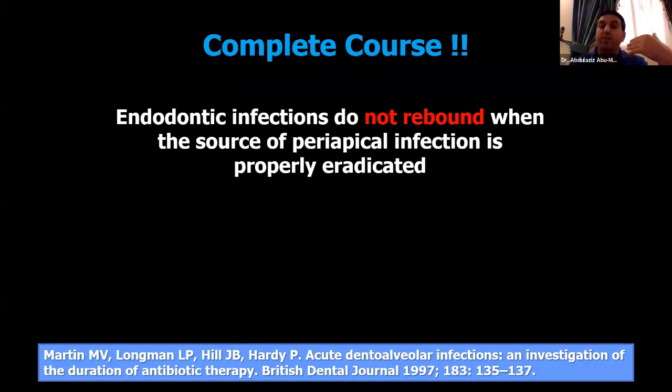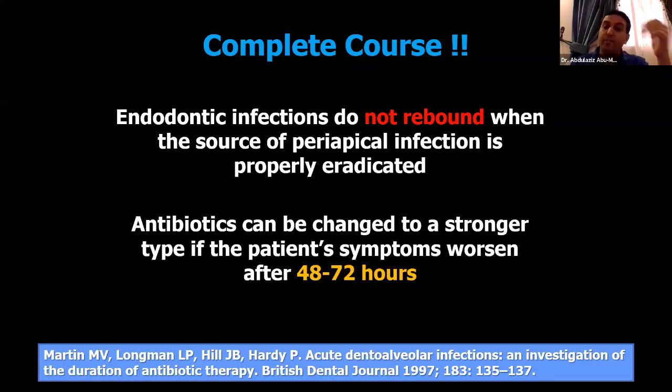When can you change it? After 2-3 days, if the patient is using, for example, amoxicillin, and the first day was huge, then the second day becomes worse, the third day becomes worse and worse, at that time you can switch to a higher dose, going from amoxicillin to Augmentin.